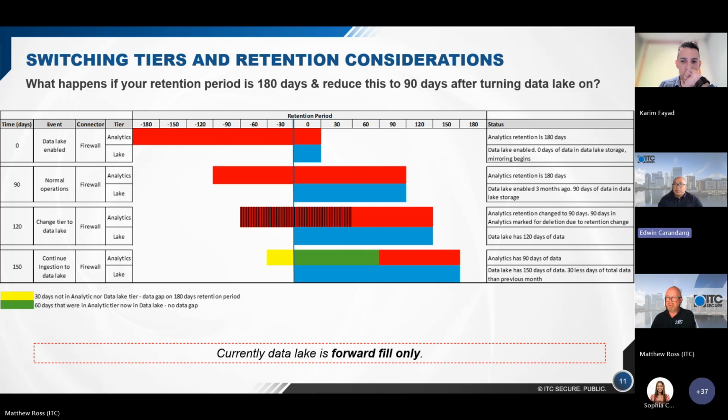So again, just at the bottom, just to emphasize that right now, forward fill is supported by Sentinel Data Lake. There will at some point in the future be the ability to do a backfill, but right now it's forward fill only. The next slide, please, Matt.